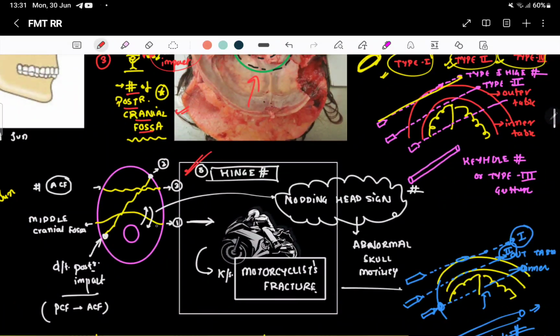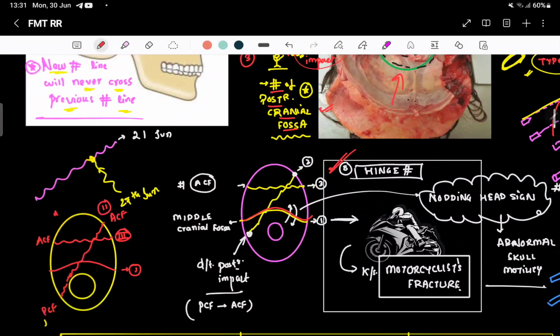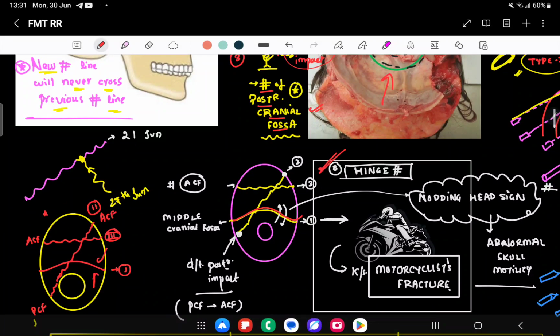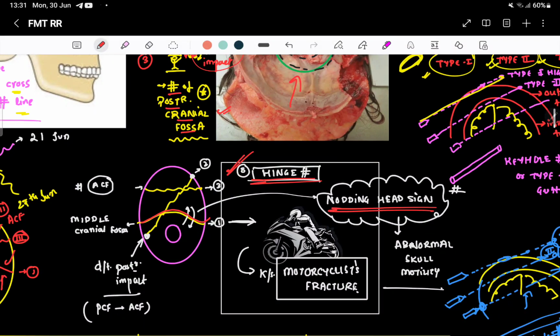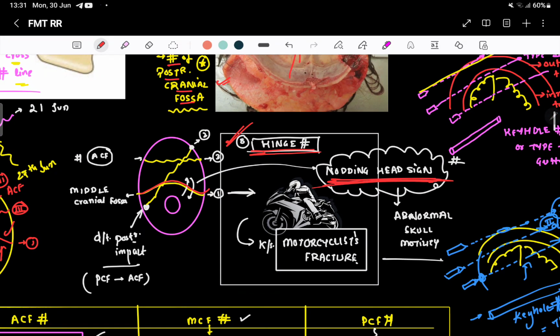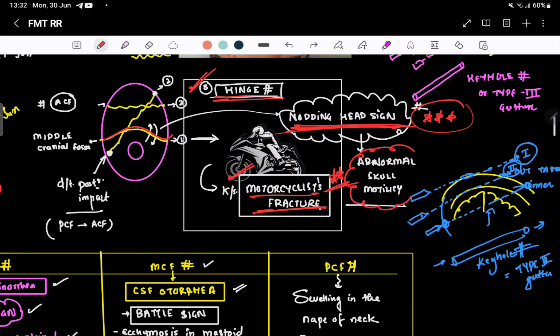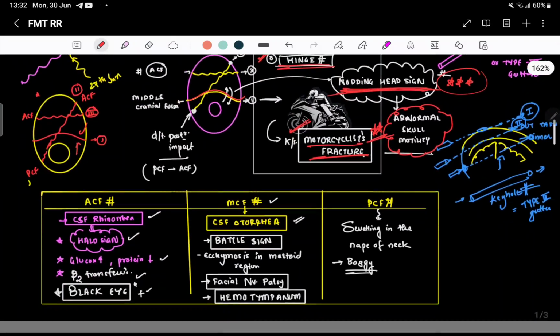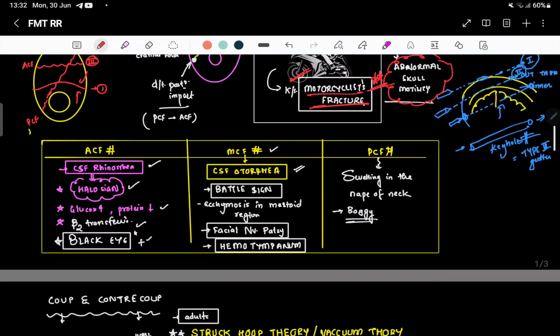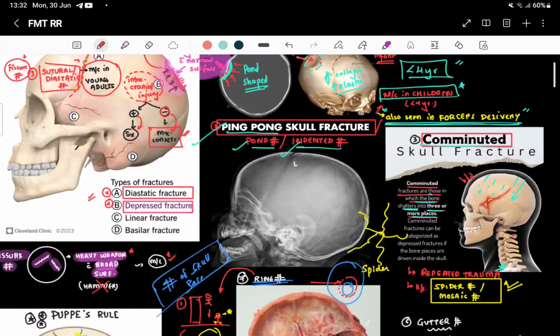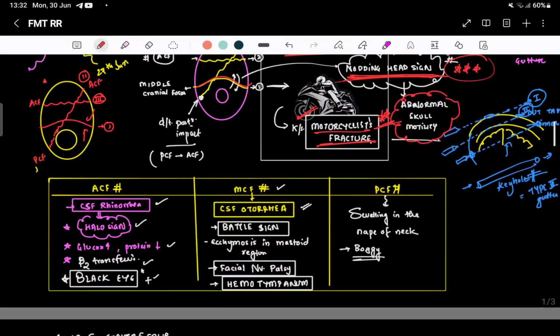In the type 1 hinge fracture, there will be abnormal mobility of the head. The head will be imbalanced, so that is called the nodding head sign. Nodding head sign is seen in the type 1 hinge fracture, and this type 1 hinge fracture is called the motorcyclist fracture, with abnormal skull mobility. With this, we come to the end of the types of fractures.